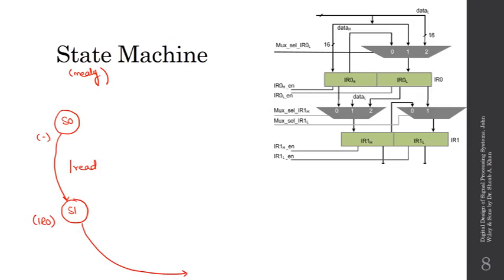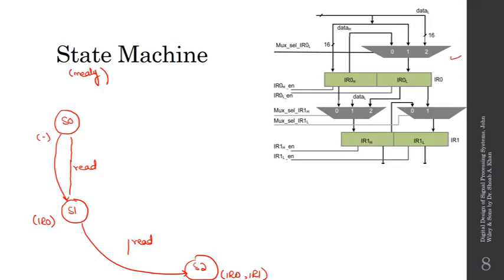We move from S1 to S2, and now we say that IR0 and IR1 both have data available in them. Now this read signal is not the only signal that has to be set when we move from S0 to S1 or from S1 to S2. We'll be setting a number of other signals as well. In order to understand which signals are to be set, we'll start off with the very first multiplexer.